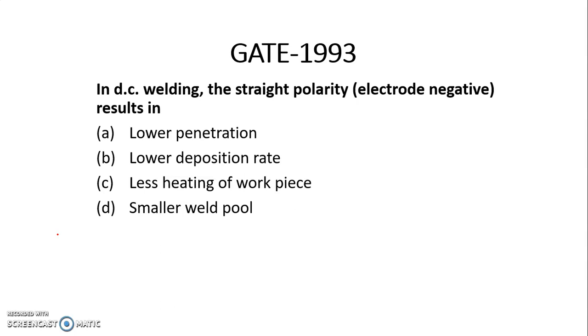Now I'm discussing a GATE question. In DC welding, the straight polarity, that is the electrode negative, results in lower penetration, lower deposition rate, less heating of the workpiece, and a small weld pool. Here, due to the lesser amount of heat at the electrode, because of the straight polarity negative electrode, the lower deposition rate is obtained.